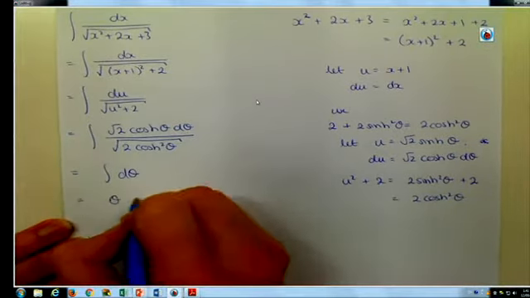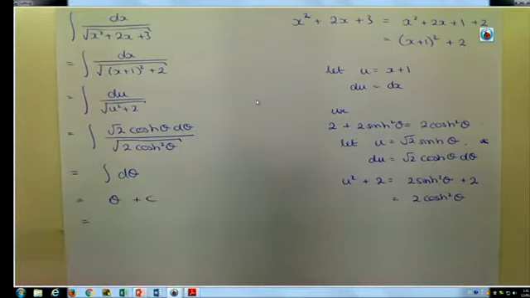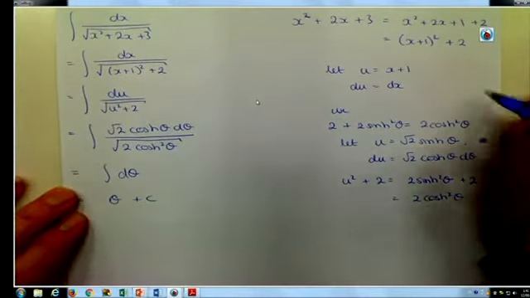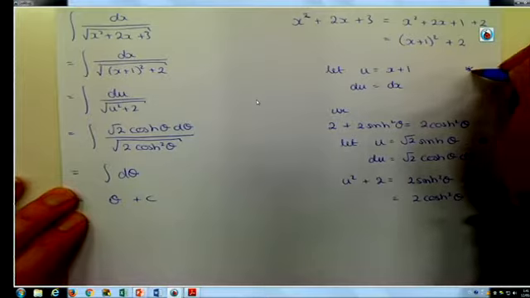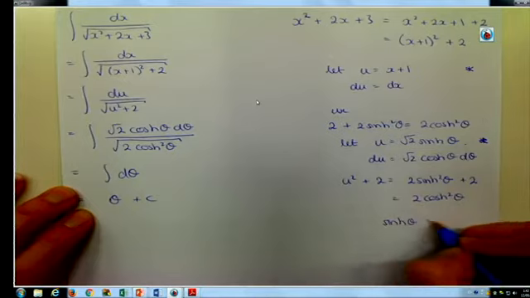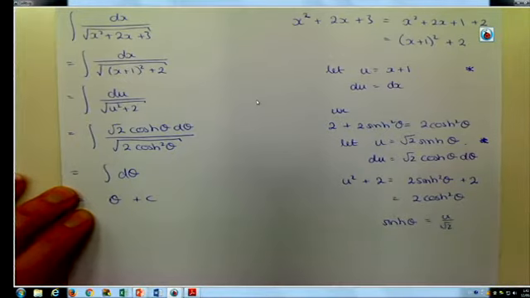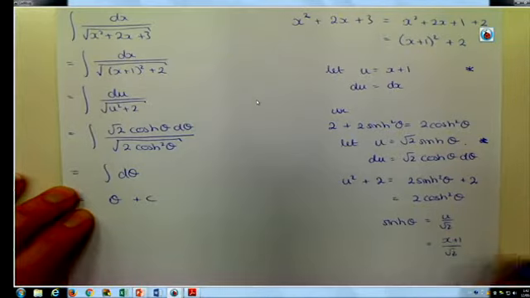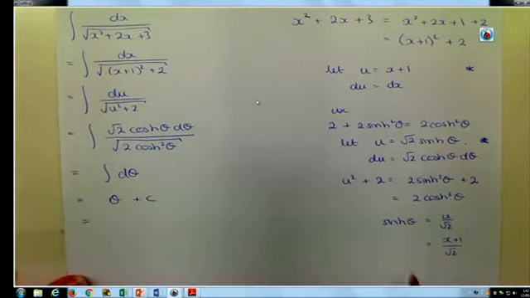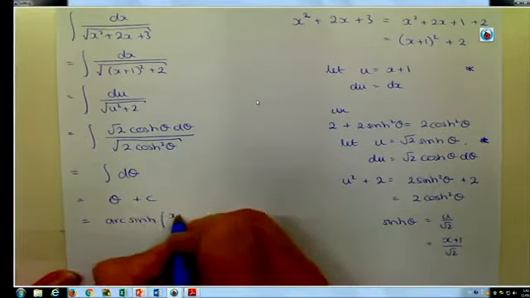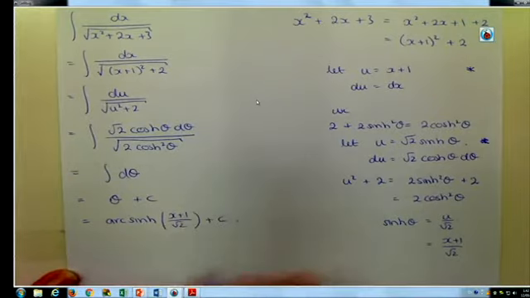So what do we get? Theta plus c. Okay, so there's our answer in terms of theta, but you have to write it in terms of x. So we're going to use this one first to change it from theta to u, and then we've got to do this one to change it from u to x. Okay, so what have we got? Sine theta equals u on the square root of 2. Now u is equal to x plus 1. So that means I can replace theta with arc sine, plus c.